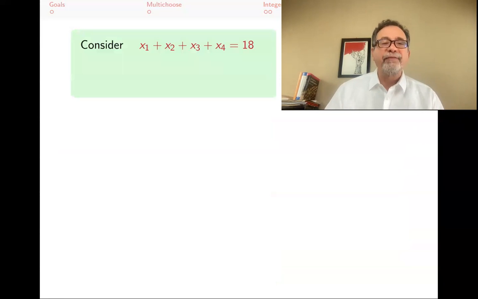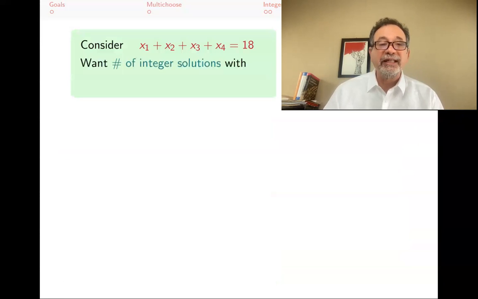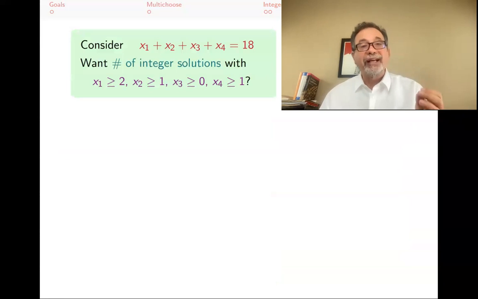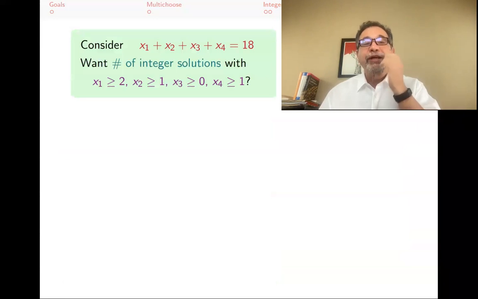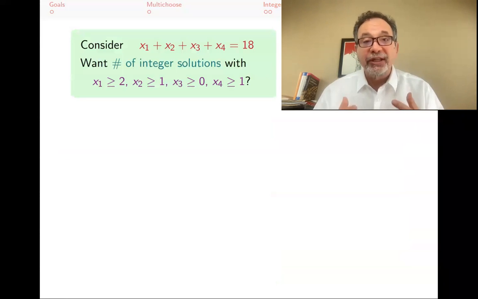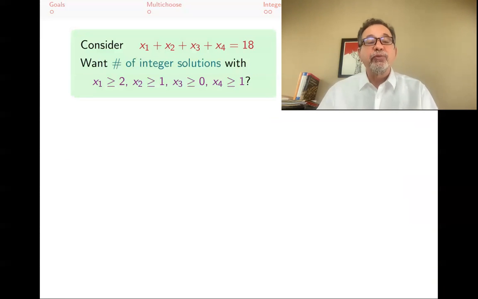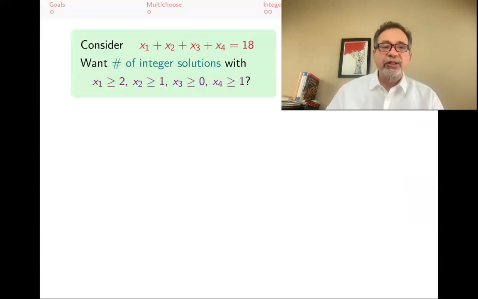Let's say that we have this equation x1 plus x2 plus x3 plus x4 equals 18, and we want the number of integer solutions, but we have the following conditions. We want x1 to be greater or equal to 2, x2 greater or equal to 1, x3 greater or equal to 0, and x4 greater or equal to 1. So unlike the case we had done, where we knew the answer is a multichoose, here I don't want all the non-negative integers. I want fewer of them. I want the ones that satisfy these conditions. But not all is lost. We can do this pretty straightforwardly.